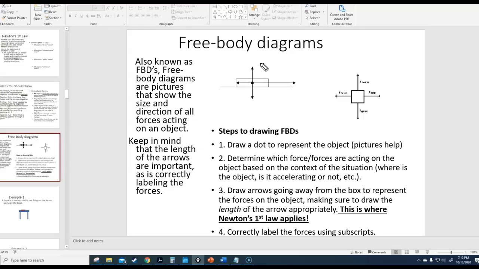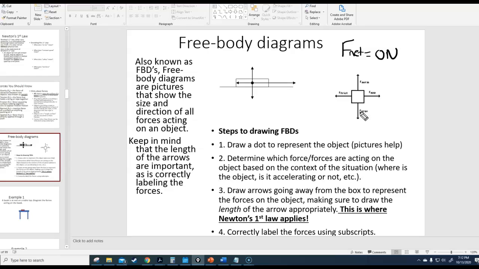Okay, so this FBD right here on the left is pretty nice looking, but there's no labels on it. This one over here, they draw a box instead of a dot, but it's still an FBD. Here you can see that the force is labeled. When I look at this FBD, by the way, notice how all the arrows look like they're the same length? That means I can tell that the net force on this object is equal to 0.